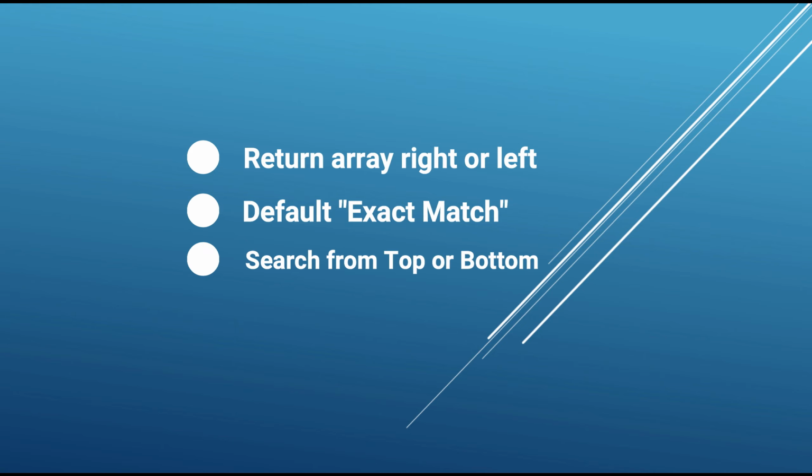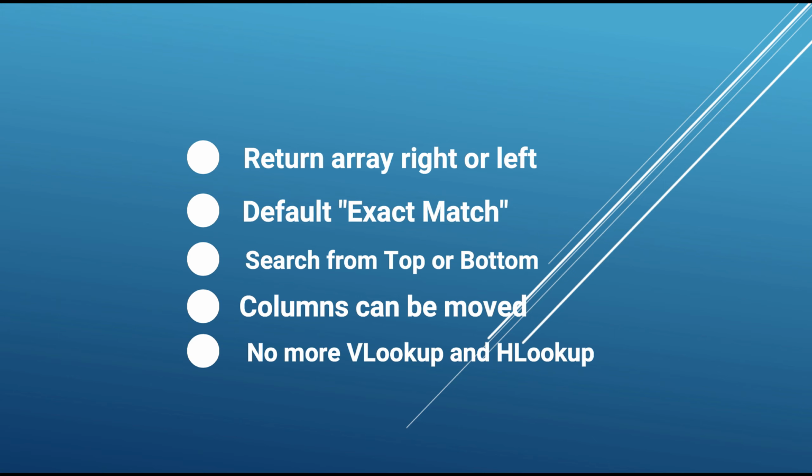There are many advantages of XLookup. Number one, it can look in both directions, either left or right. It has the default mode as exact match, so we don't have to specify whether XLookup has to do an approximate search or an exact match. XLookup can search from the beginning or from the end of the given data. Even if data gets moved, the XLookup function still holds true. Finally, XLookup replaces both VLookup and HLookup, so you don't have to be confused about which one to use when.